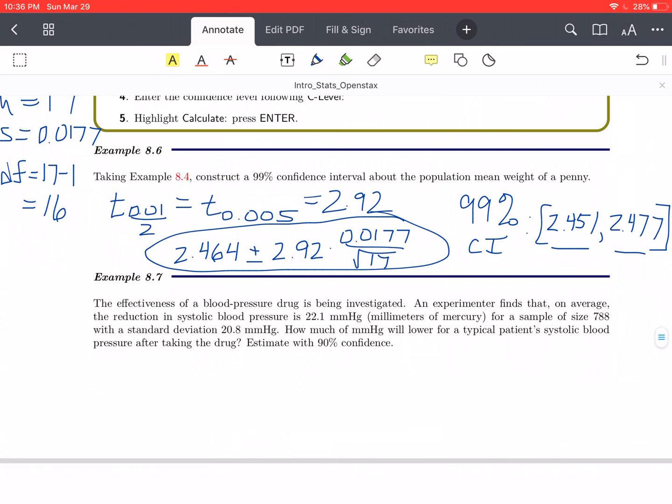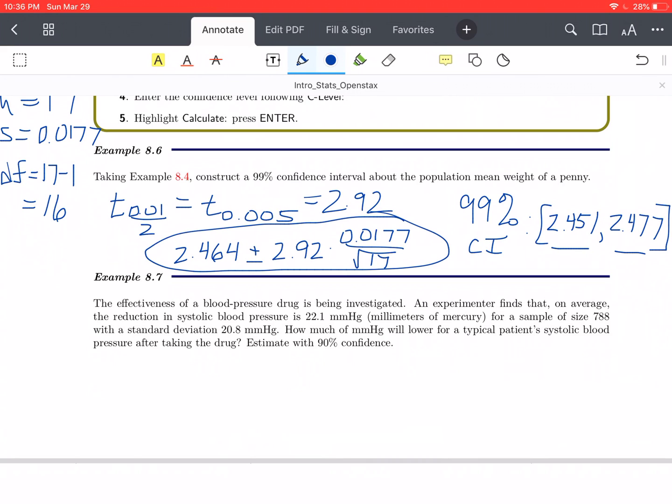So now let's look at that next example down here at the bottom. The effectiveness of a blood pressure drug is being investigated. An experimenter finds that on average the reduction of systolic blood pressure is 22.1 millimeters of mercury for a sample size 788 with a standard deviation 20.8. How much will a typical patient's systolic blood pressure be lowered after taking the drug? Estimate with 90% confidence.